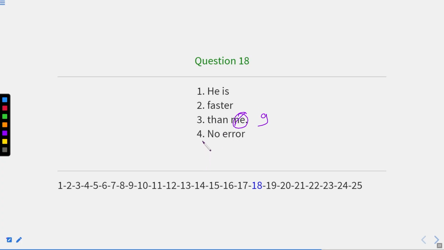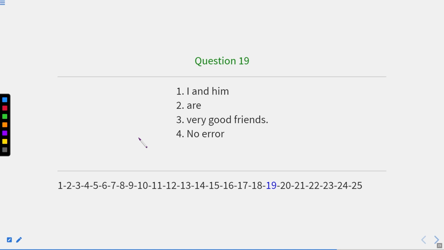Okay, this concept we have already learnt in our chapter. So here the correct answer will be I. Now let us move to the next one. Now this is question number 19.